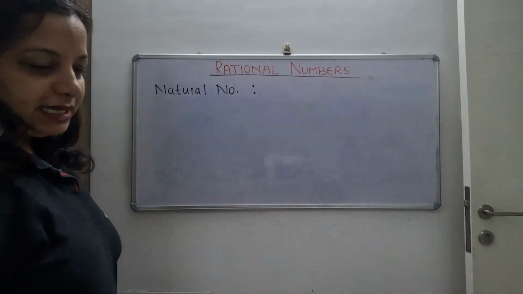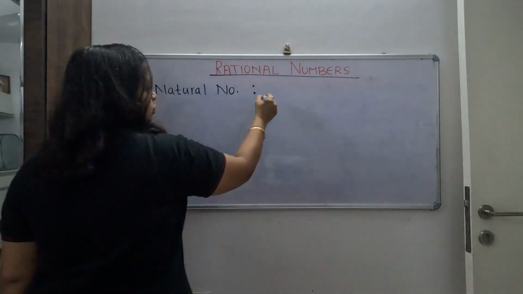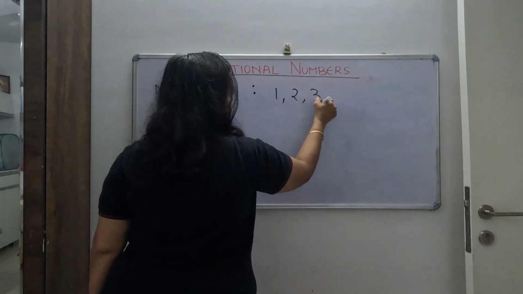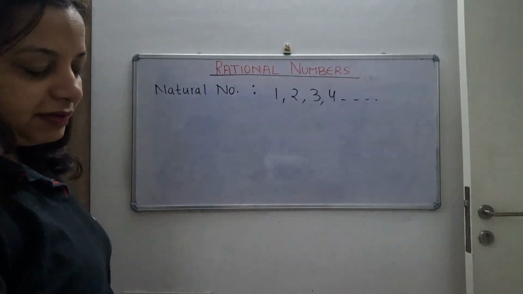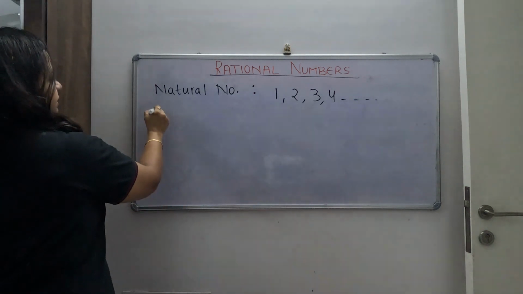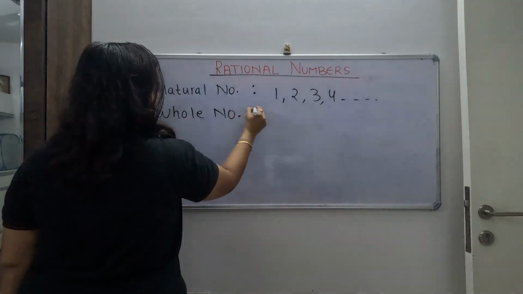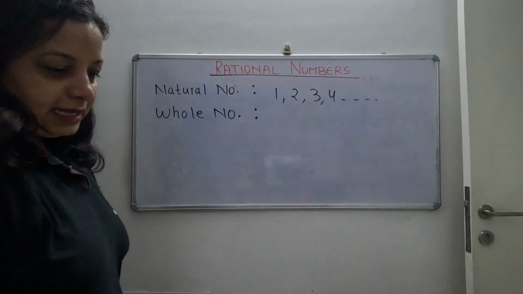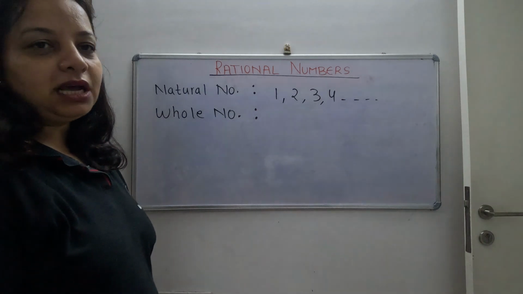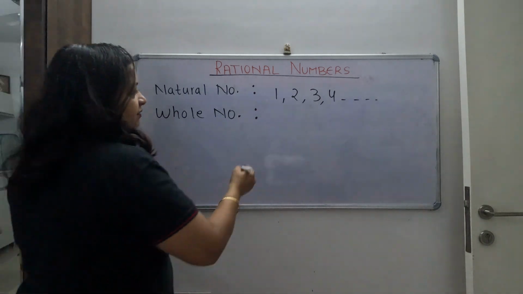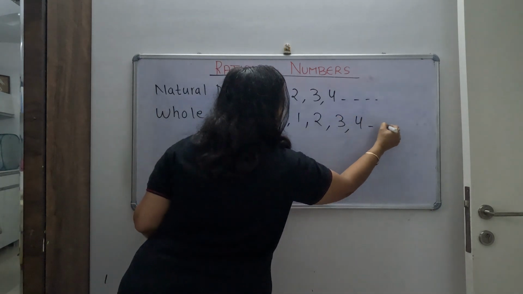Natural numbers means the counting numbers, right? So 1, 2, 3, 4 and so on. After this, we have learned whole numbers. All natural numbers together with 0 we call whole numbers. Whole numbers start with 0: 0, 1, 2, 3, 4 and so on.